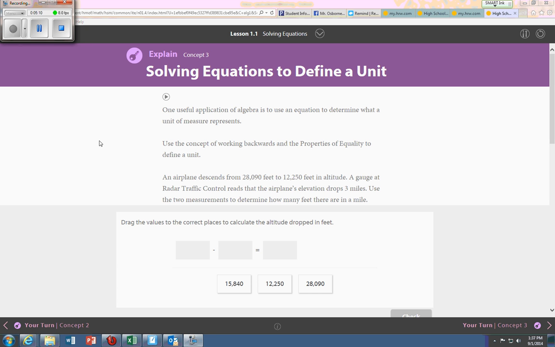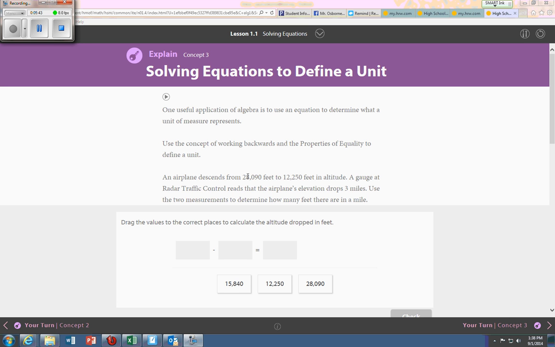All right, now we can move on to concept 3, solving equations to define a unit. One useful application of algebra is to use an equation to determine what a unit of measure represents. Use the concept of working backwards and the properties of equality to define a unit. An airplane descends from 28,090 feet to 12,250 feet in altitude. A gauge at radar traffic control reads that the airplane's elevation drops 3 miles. Use the two measurements to determine how many feet there are in a mile.